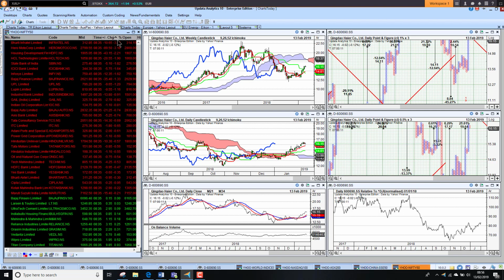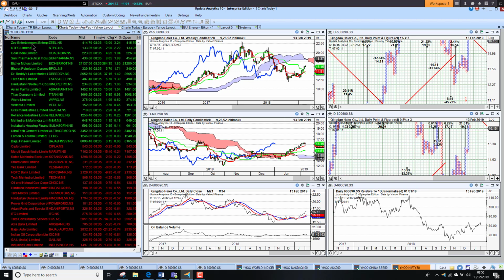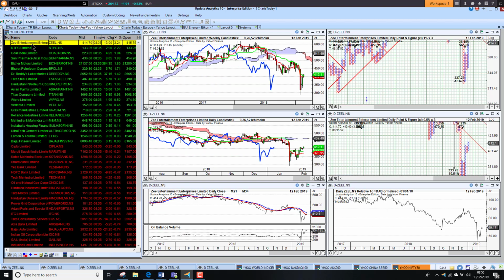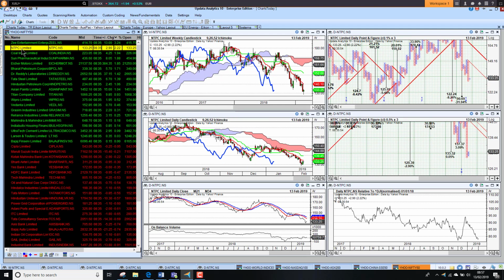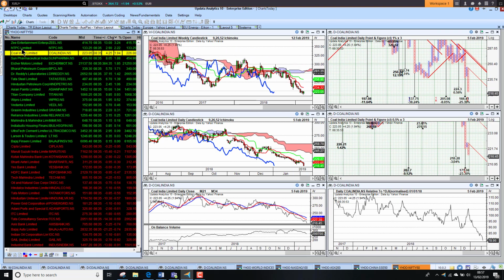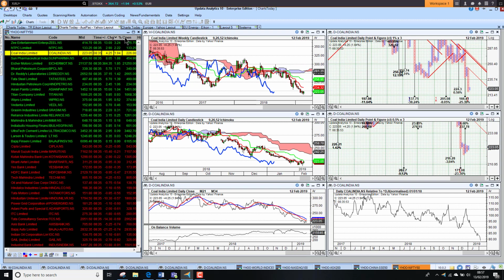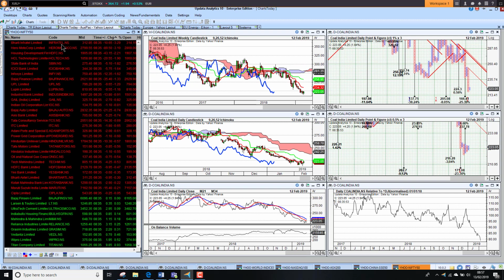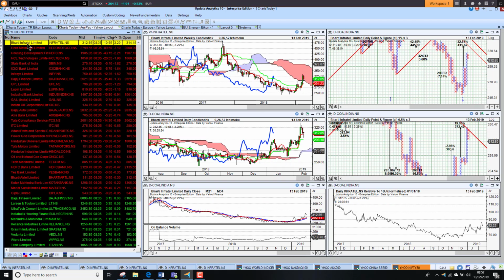Looking at the Indian market, again going for the leaders first, we've got Zee Entertainment. They're up 3% this morning after pretty catastrophic falls at the start of the year last month. NTPC also up 2%, but again the chart's not looking great. Coal India also not looking great. What we're seeing here is the risers and the fallers. The fallers are actually the better looking charts generally.